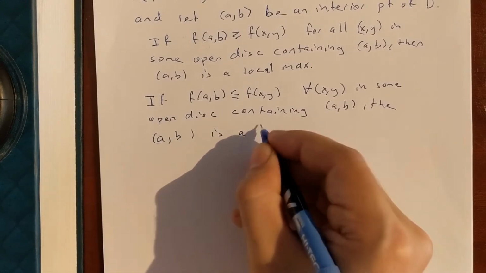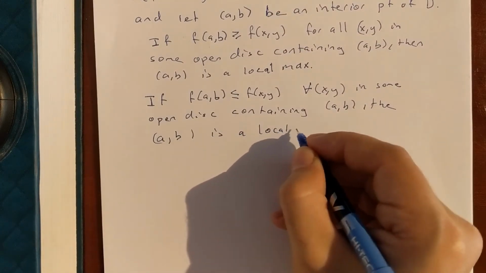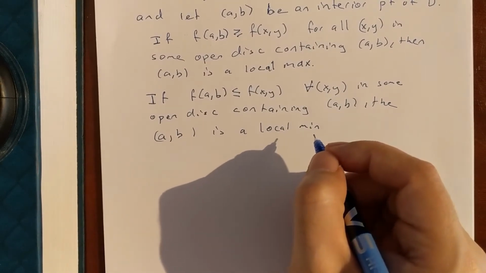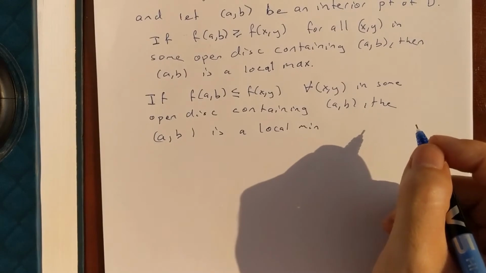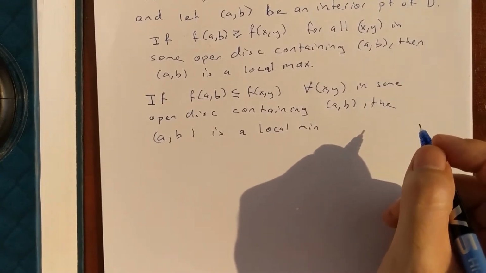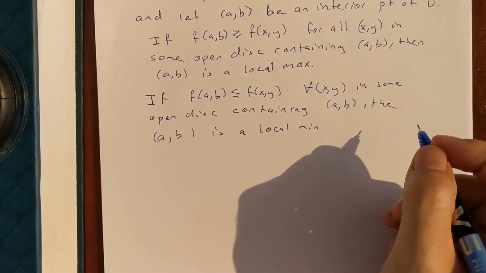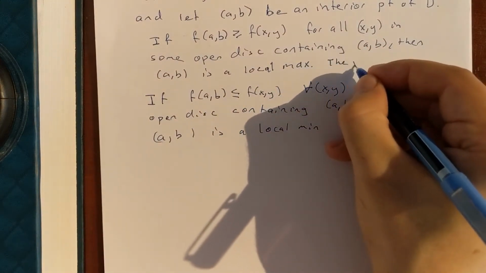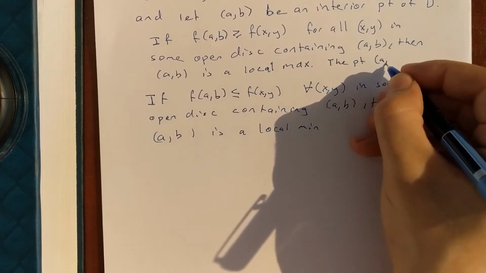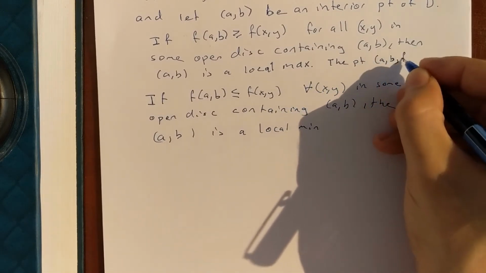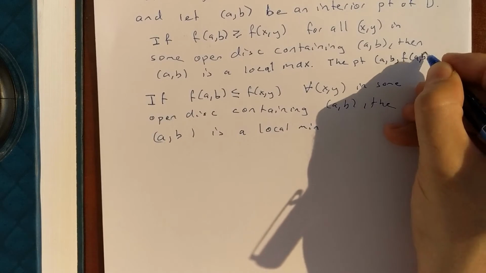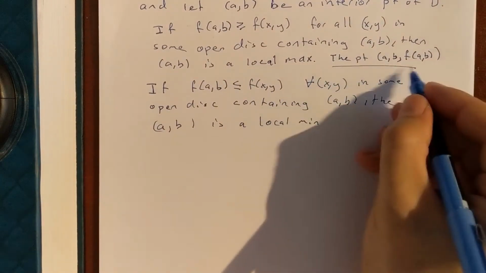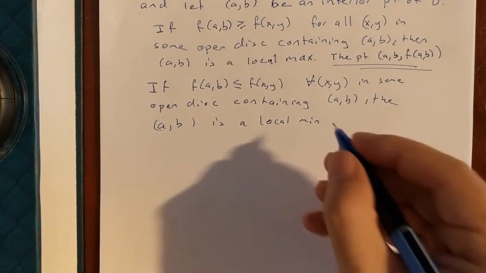Okay. Well, it's not AB that's the local min. It's actually f of AB that is the local max and local min. So we're talking about the maximum value and the minimum value, okay? So the way to write this is the point A, B, and the z coordinate is f of AB. So that point is the local max. Similarly, f of AB would be the local min here.